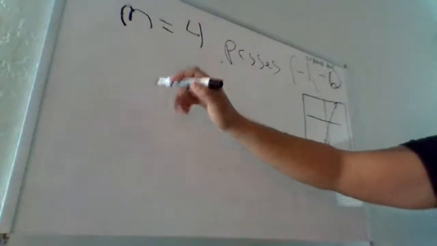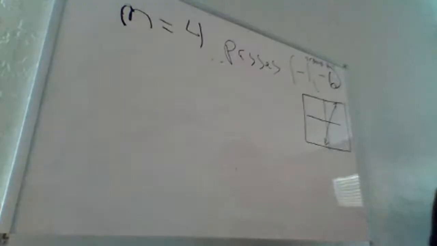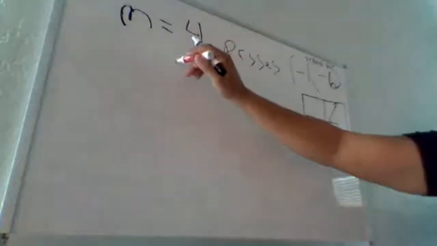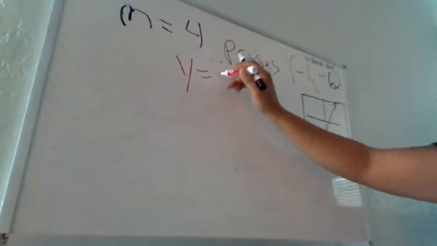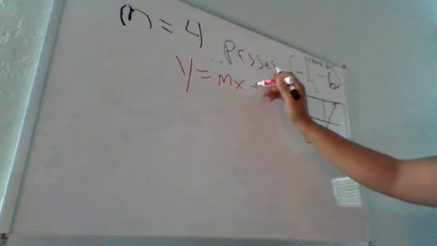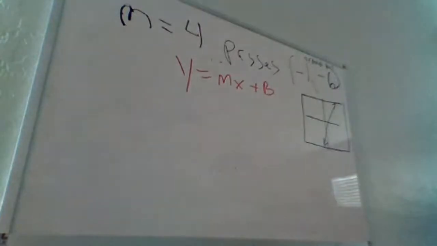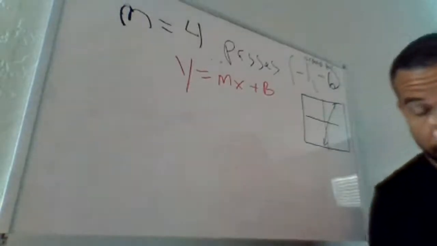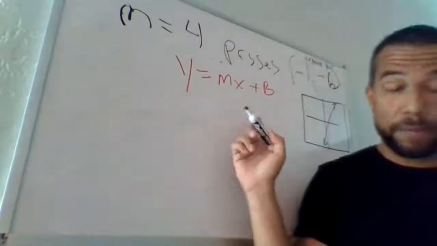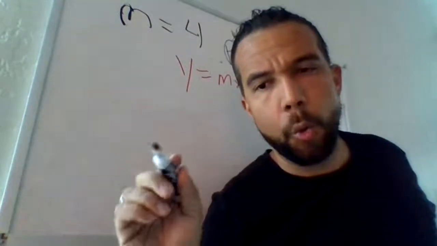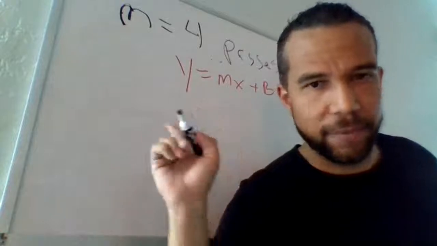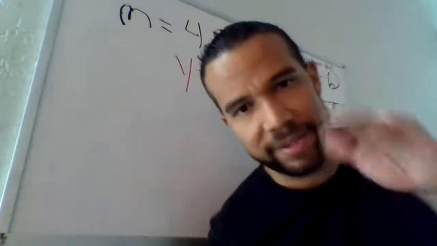So we know the slope intercept formula is y equals mx plus b. So tell me, out of this formula, the slope intercept formula, what information did they just give us that we could plug in? Please respond to that in the live chat.